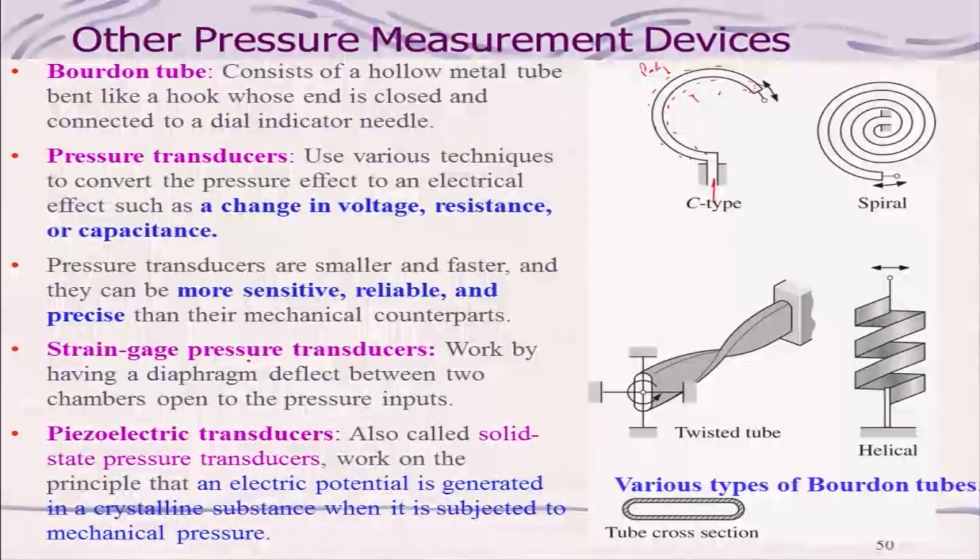Besides this, there is the strain gauge pressure transducer, which works by having a diaphragm that deflects between two chambers open to pressure input. Let us say, if it is gas pressure, atmospheric pressure and the input pressure.